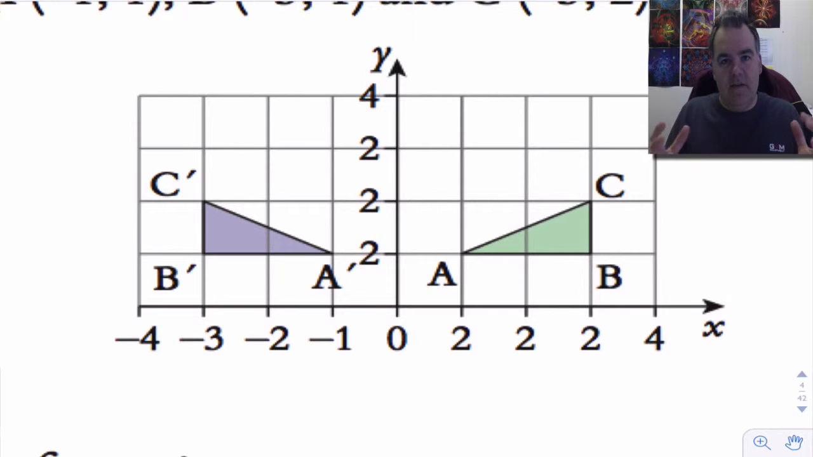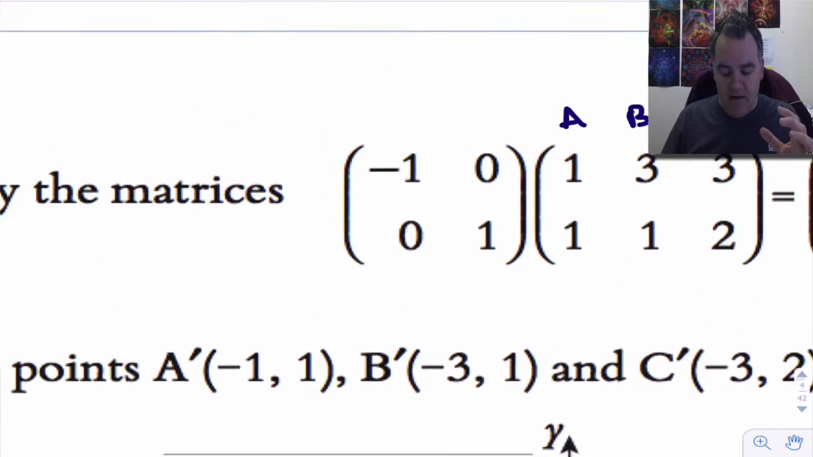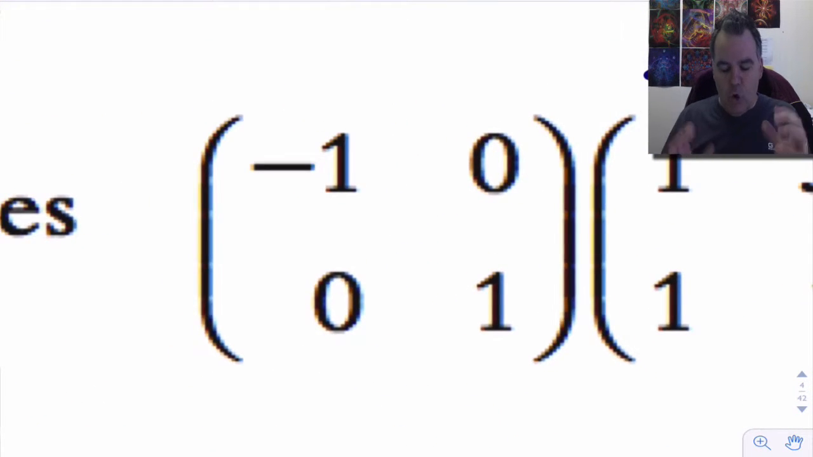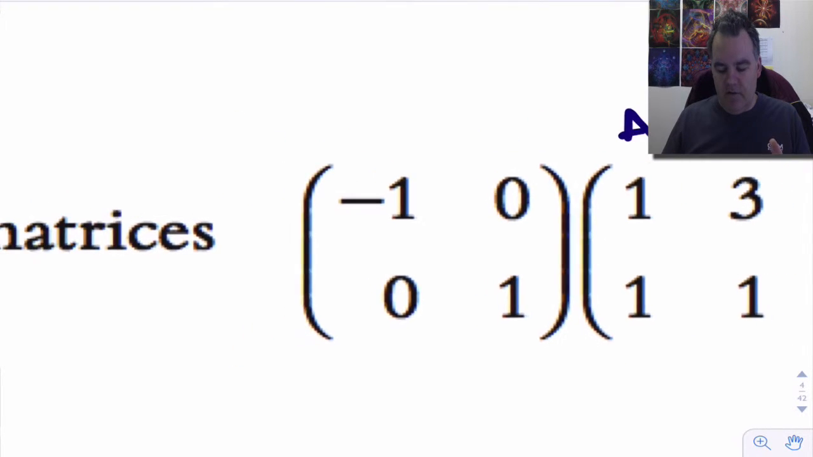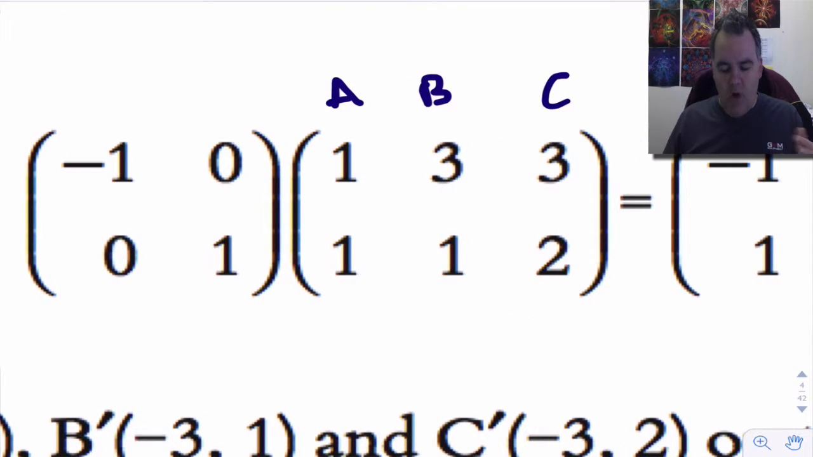Now, clearly you can see, looking at the graph, that what we've done is a reflection in the y-axis. And the neat thing about matrices is that the matrix that we had at the start, this one here, always represents a reflection in the y-axis. It doesn't matter what shape you start with, that matrix, when you apply it to the shapes, will represent a reflection.